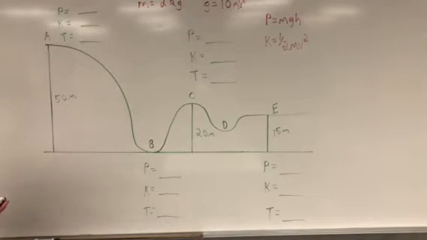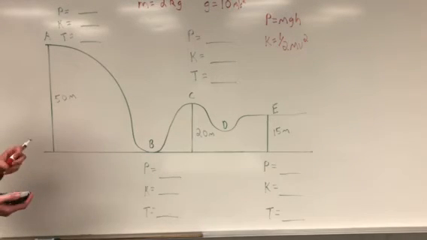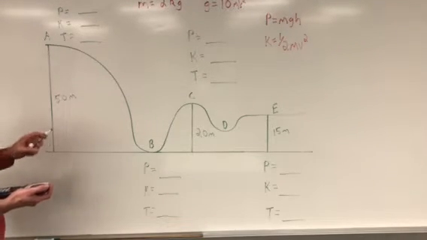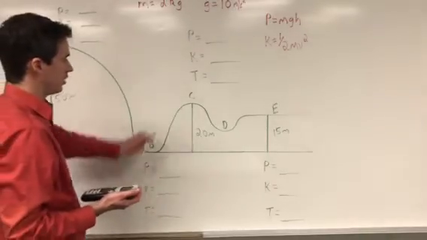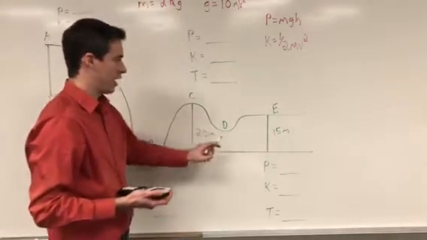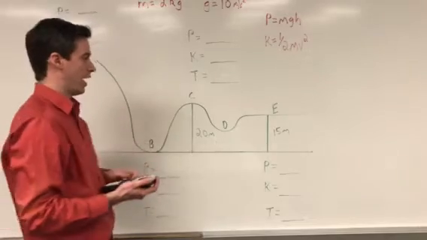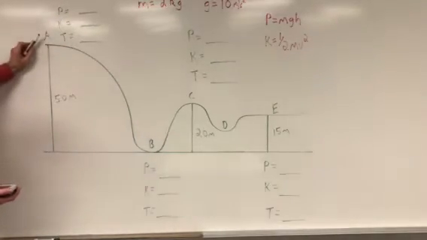Okay, so your question wants you to find the potential energy, the kinetic energy, and the total energy at each of the following points, A, B, C, and E, but not D because D doesn't give you a height. So I'm going to start with point A.